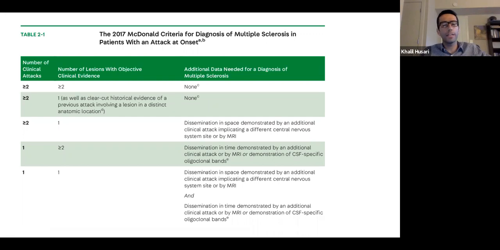So that's your dissemination in time. And then your dissemination in space is that you will have, with the MRI, multiple lesions, and the one lesion that is not affected by the symptoms. Let me tell you an example.